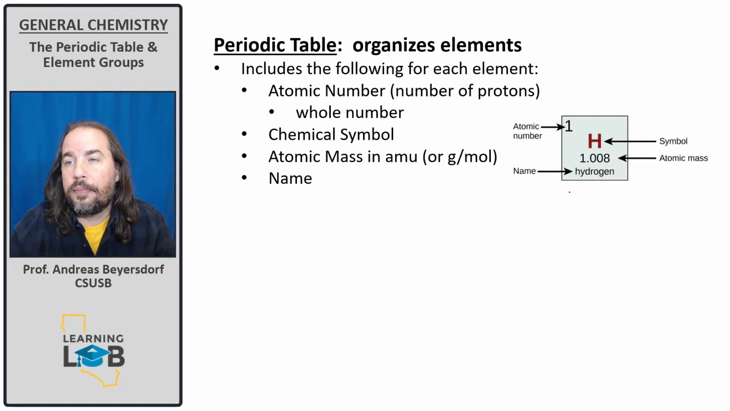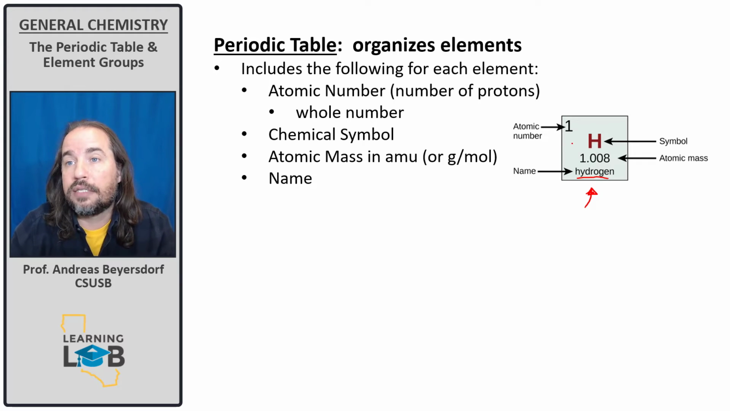Each periodic table will have a box for each one of the elements. Inside that box, there will be a chemical symbol. That will either be one or two letters. So this is for hydrogen, and hydrogen is H. Typically, you'll also have the name. Sometimes they omit the name, but this is hydrogen, and it's H.